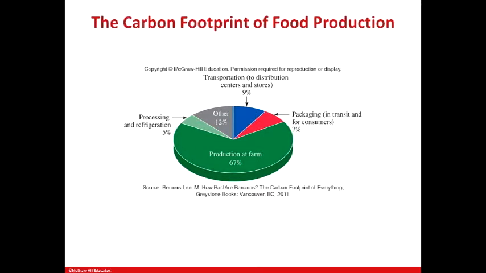Then we have transportation. So this is the impact of us being able to go to Meijer and Walmart and Kroger and the others of the world to get our food. We impact the environment in that fashion.